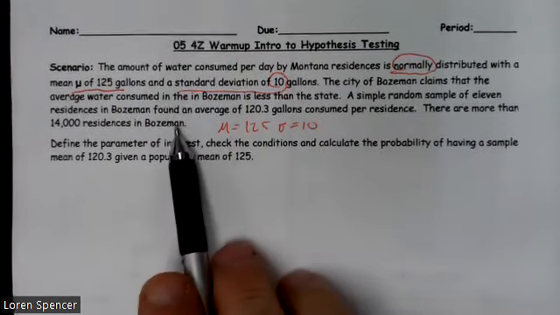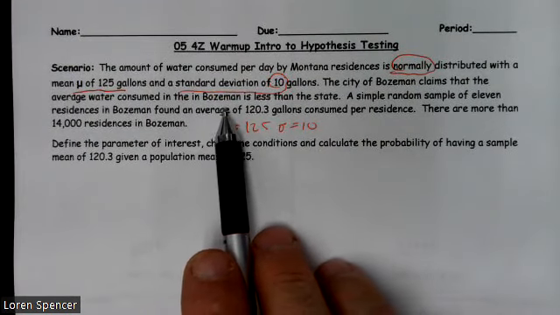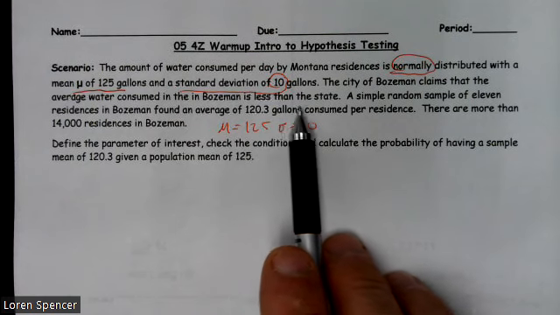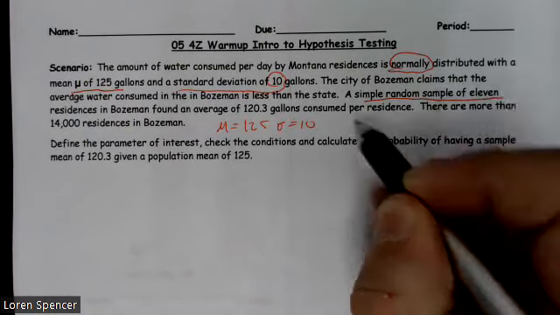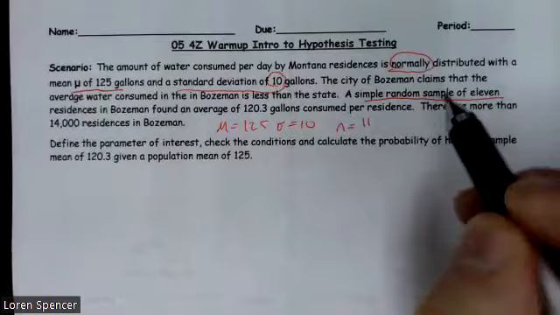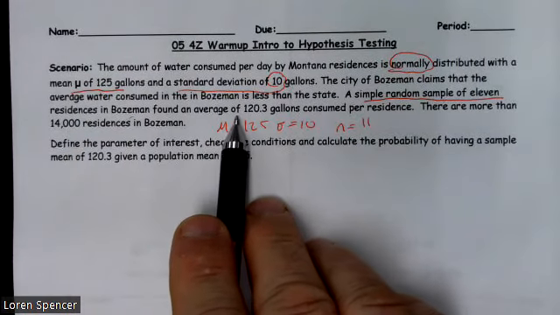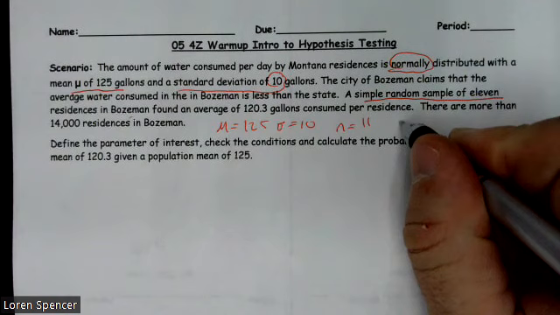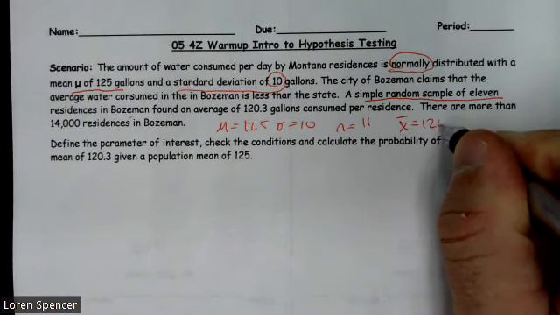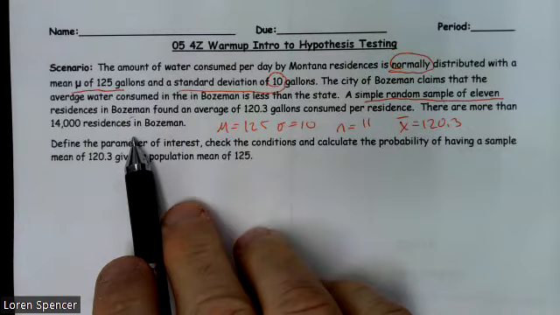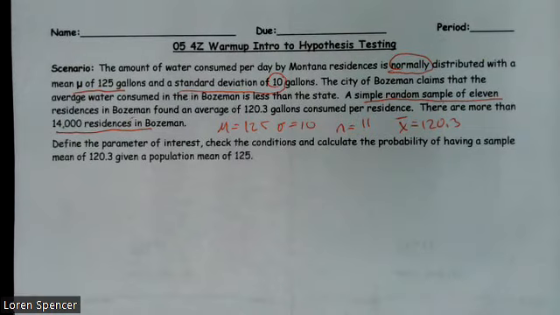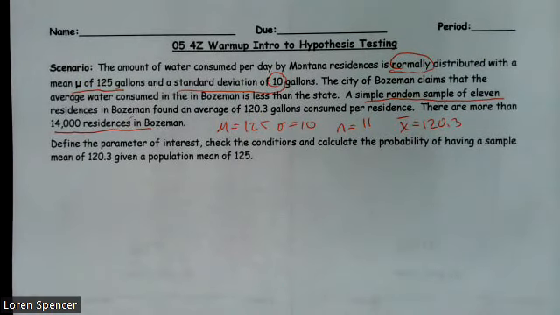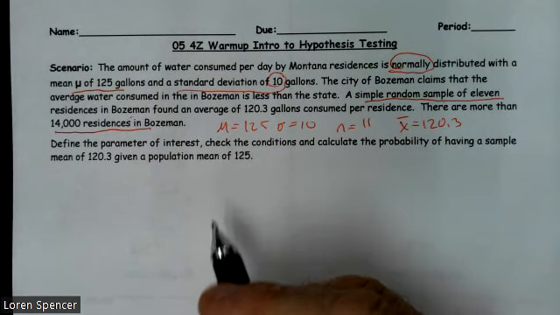The city of Bozeman claims that the average water consumed in Bozeman is less than the state. A simple random sample of size 11, so n is 11, of residents in Bozeman found an average of 120.3 gallons. So this is from the sample, so this is our sample mean. There are more than 14,000 residents in Bozeman. That's going to be important. Define the parameter of interest, check the conditions, and calculate the probability of having a sample mean of 123 given a population mean of 125.